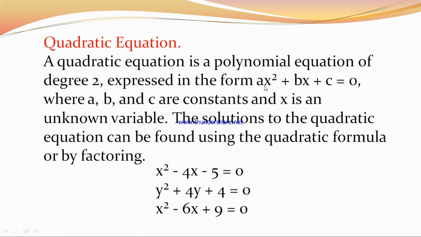We can say that when a variable has maximum power 2, it is a quadratic equation, where a, b and c are constants. A, b and c are constants in quadratic equation, and x is an unknown variable, meaning x adopts different values, sometimes 1, sometimes 0.